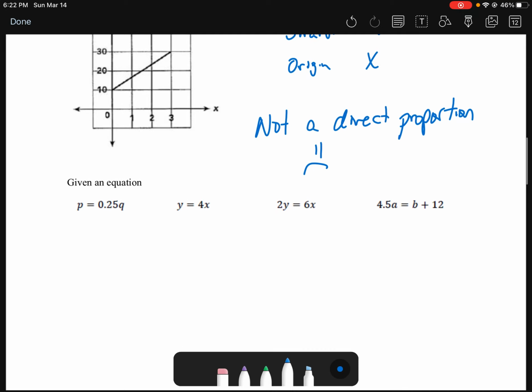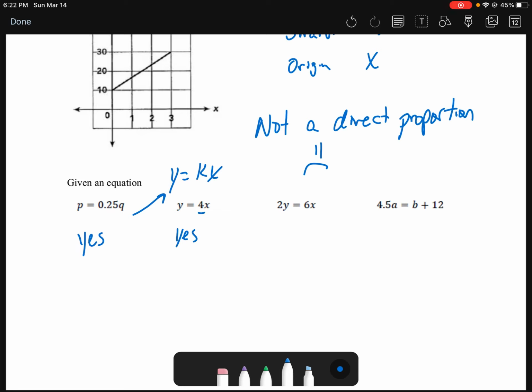When given an equation, we're really trying to see that it matches up with the form y equals kx. So you have some variable equal to a number times x, and then that's it. If you look at our first equation here, I have p equals 0.25q. That one looks exactly like this form right here. So yes, that is a direct proportion. y equals 4x is also a yes. You can see that my k value is equal to 4. We're good.